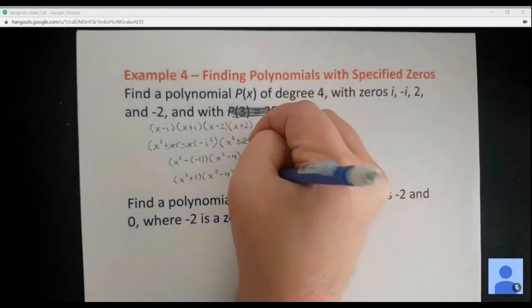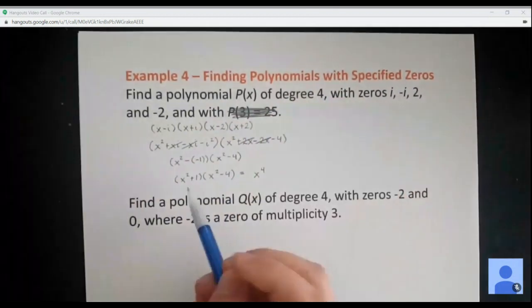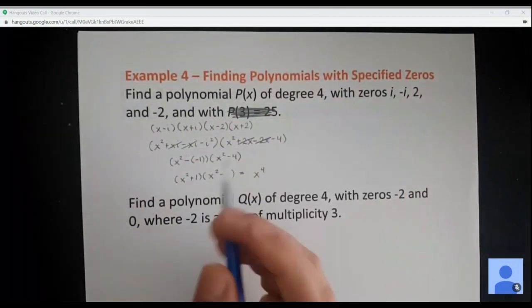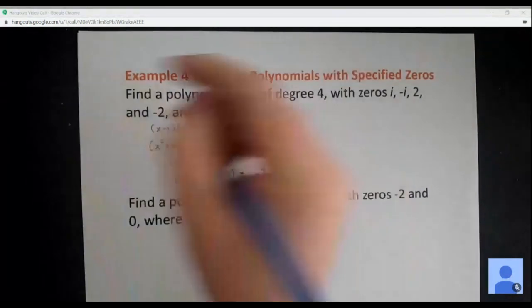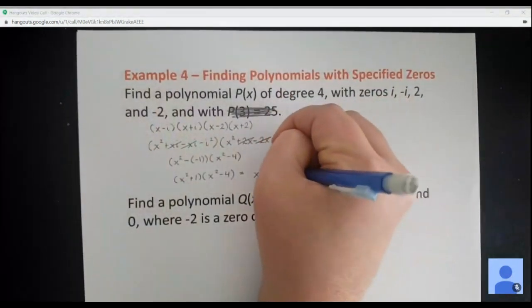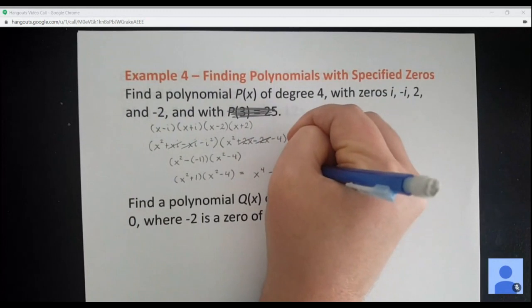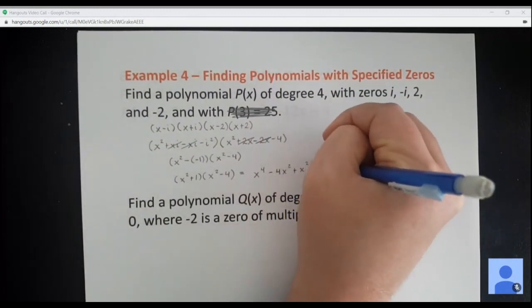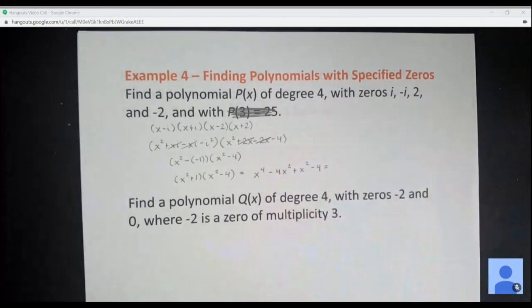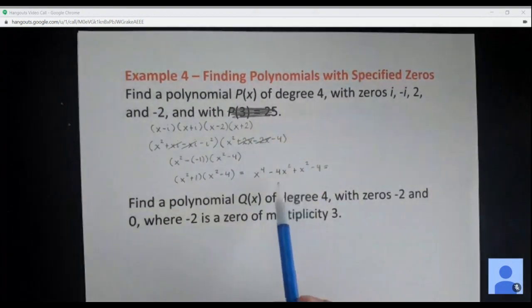Okay, so we got x to the fourth. Our outer terms here are negative 4x squared and then plus 1x squared. All right, so let's make sure I'm going to write those out so we can see it, and then we'll combine like terms. We get a negative 4x squared plus x squared, and then we do have a minus 4 at the end here. Now, if we combine our like terms in the middle, what should that give us?